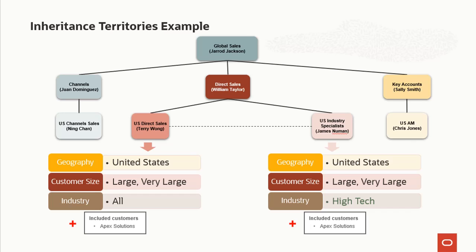The US direct sales prime territory is owned by Terry Wong and covers the United States, large and very large size customers in any industry, plus a specific UK customer, Apex Solutions. The overlay US Industry Specialist territory follows Terry's territory, but only for the high-tech industry. This territory has an override.